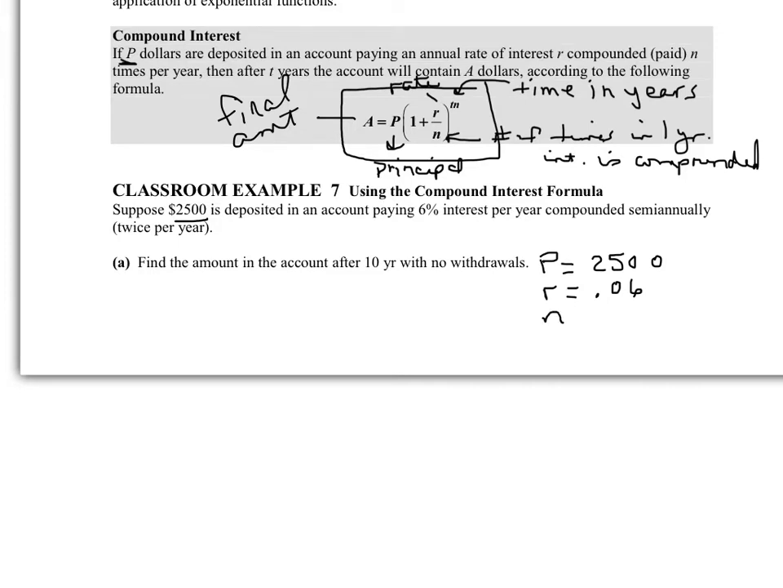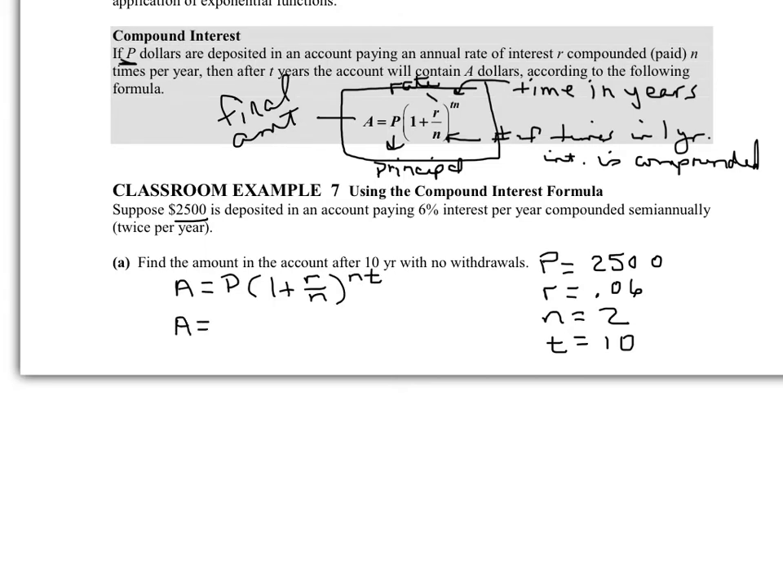The N is how many times in a year will it be compounded, and it told us in the parentheses twice per year. And what is going to be our T value? What length of time are we going to allow it to compound? 10 years, and that's already in years, so we'll use 10 for T. Now we have our formula. A equals P times 1 plus, we'll take R divided by N and raise it to the N times T power, or T times N power.